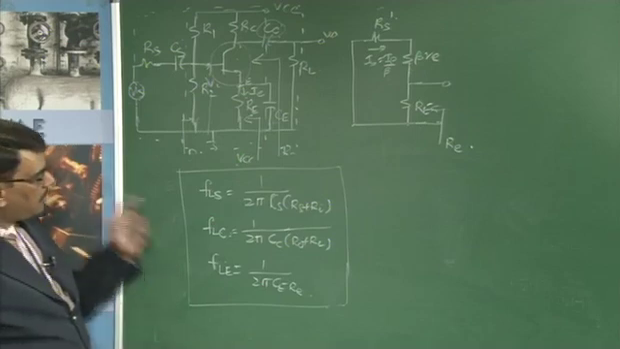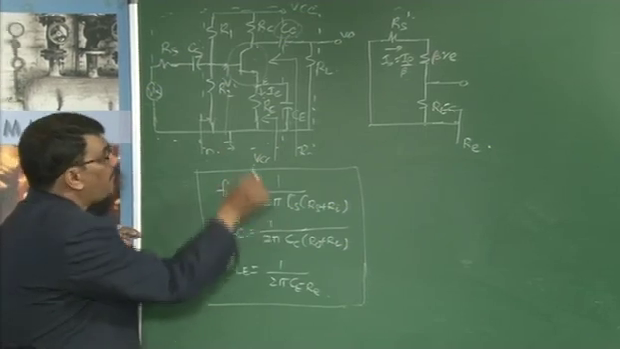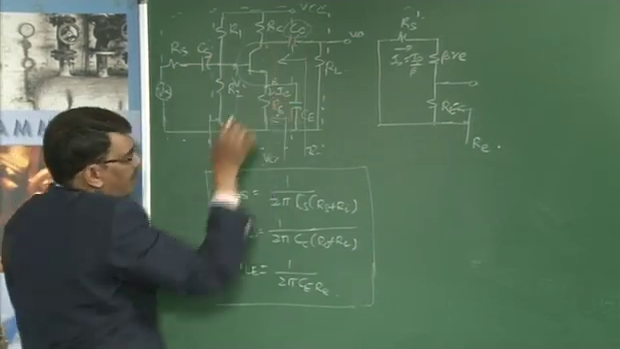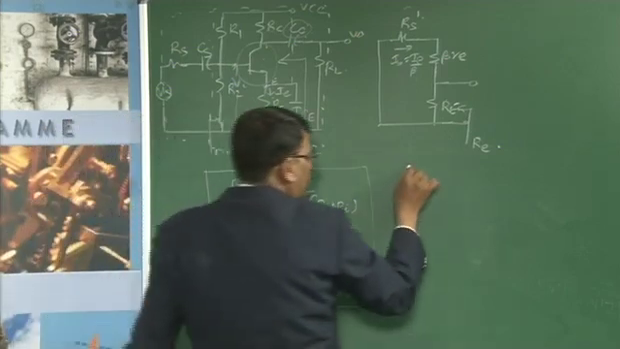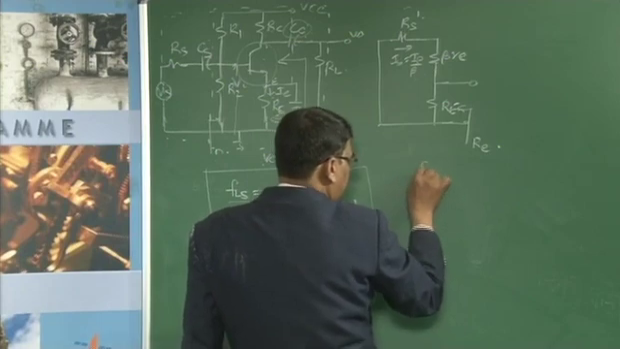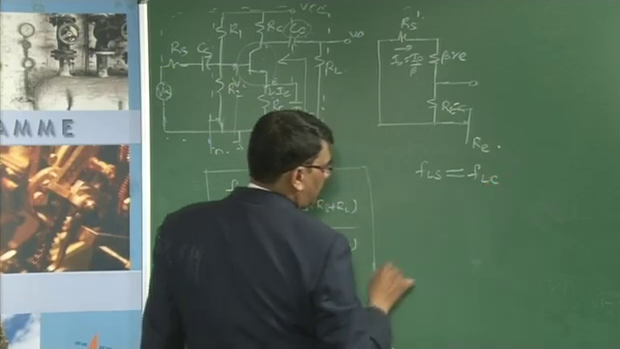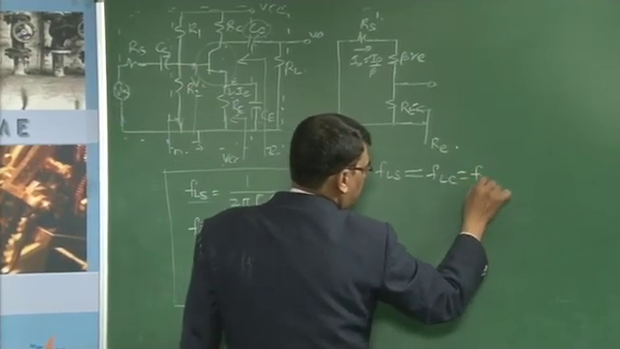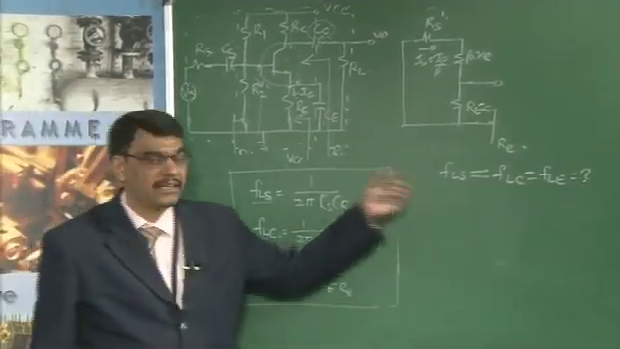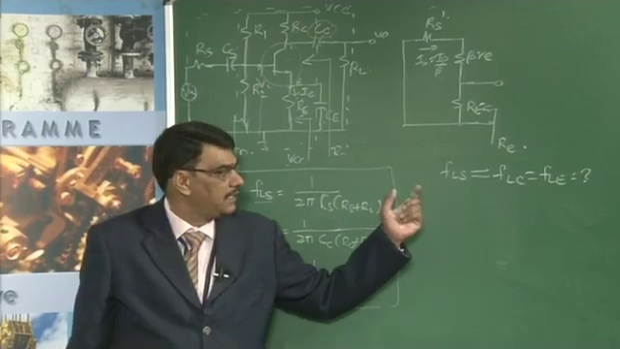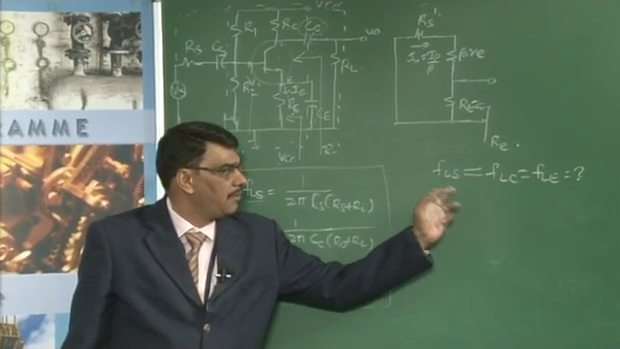Now, my only one question for you people is, if the capacitance values C_S, C_C and C_E are equal, are these cutoff frequencies equal? Is f_LS equal to f_LC, and also equal to f_LE? Are these cutoff frequencies equal? How do you justify this? If you say yes, you have to justify. If no, you have to know why it is not equal.